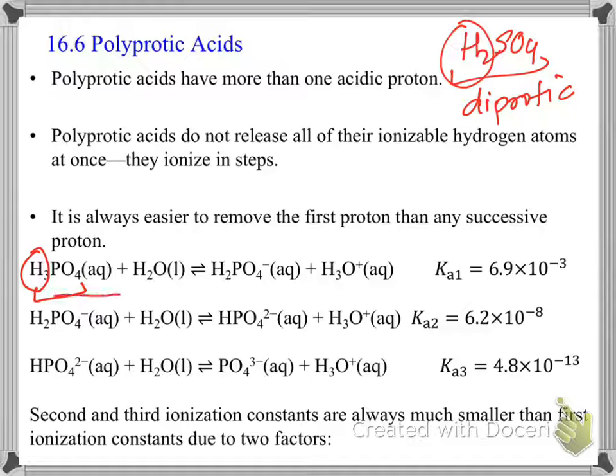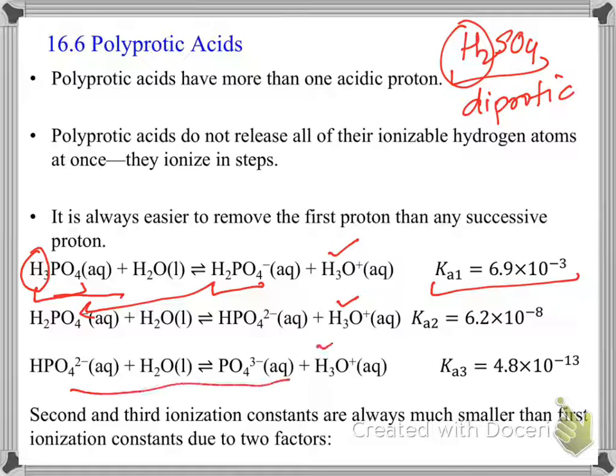So if you look at the first step, it is donating the first proton and converting into H2PO4 negative. This H2PO4 negative is the conjugate base of H3PO4, and this is the acid dissociation constant value. Now, you start with this one, you again write down the acid-base reaction, and in this step you remove the second proton, and in this case you remove the third proton. And look at these values.